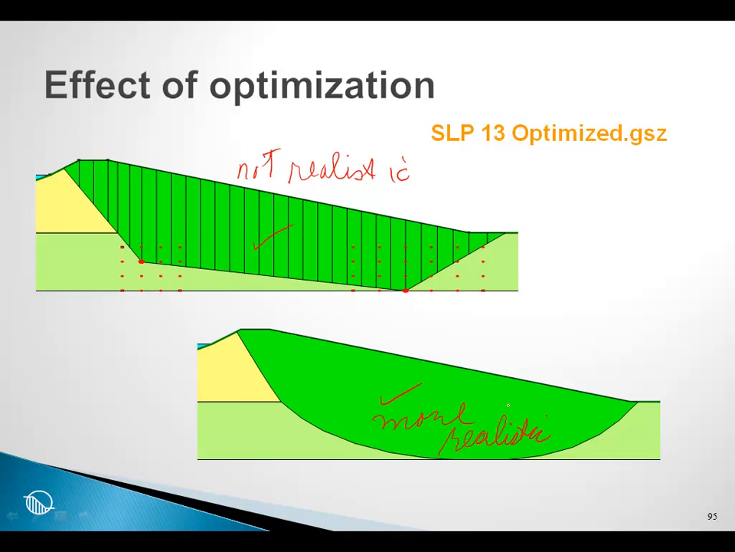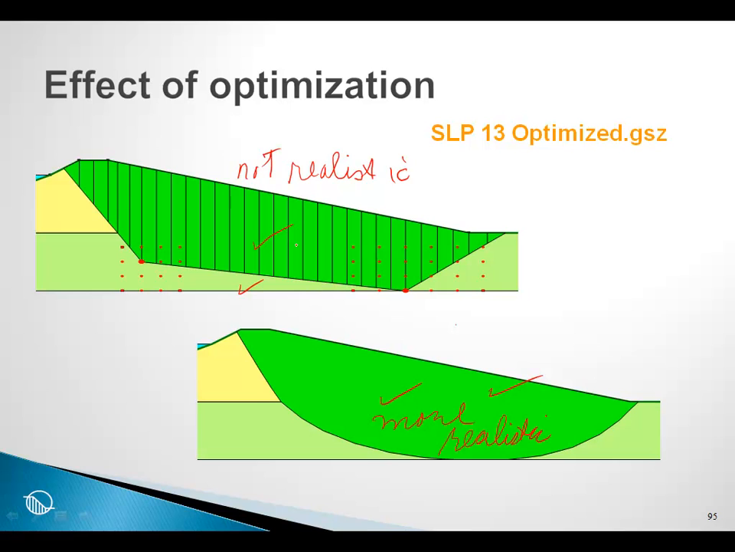Sharp corners don't happen in real life in the field, and it is interesting that the optimization technique seems to reflect that by rounding out the corners. And I think in this particular case, this is a much more realistic factor of safety than something that has sharp corners.